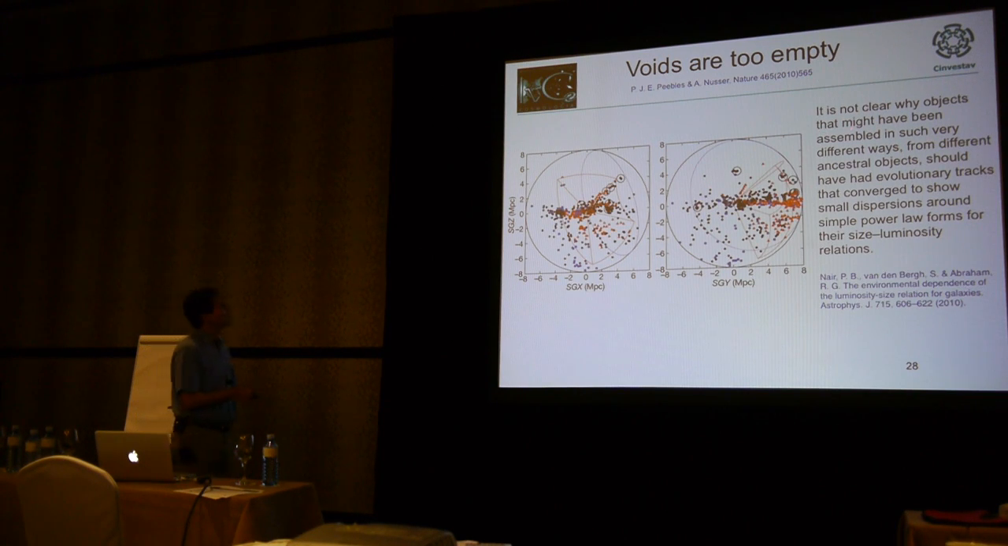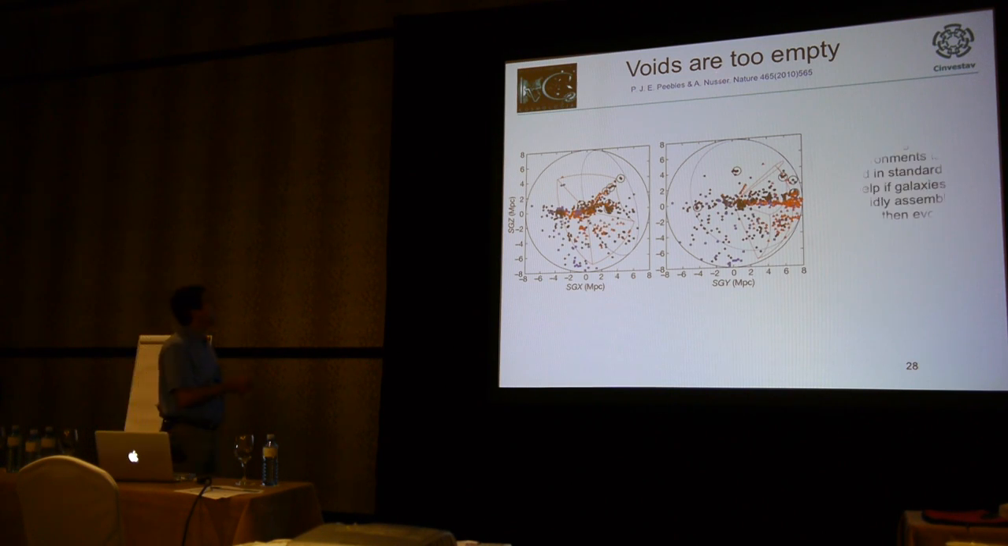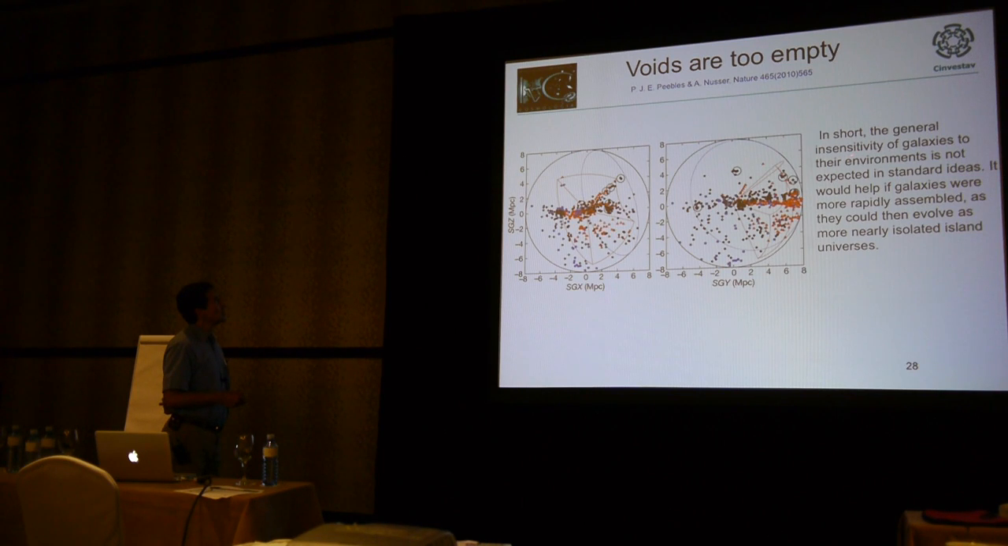And they came to the conclusion that it is not clear why objects that might have been assembled in such very different ways from different ancestral objects should have had evolutionary tracks that converge to show small dispersions around simple power law fits in the size and velocity relations. Well, this is a problem, very similar to the other problem before. And Peebles and Nusser came to another conclusion that, in short, the general insensitivity of galaxies to their environments is not expected in standard ideas, but it will help if galaxies were more rapidly assembled, as they could then evolve in more narrowly isolated universes. That means if the galaxies were formed more rapidly, then maybe they could solve this problem. Again, a problem against hierarchy. Hierarchy is on the top.